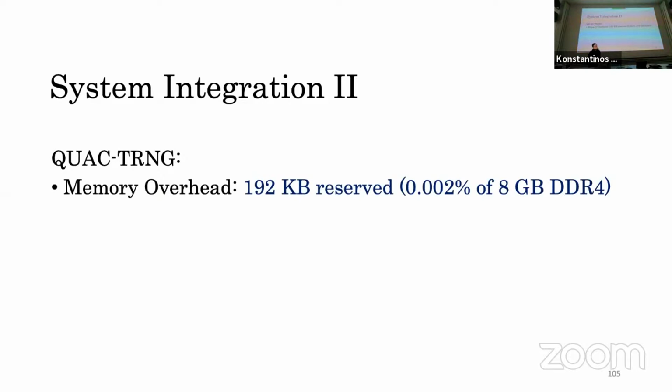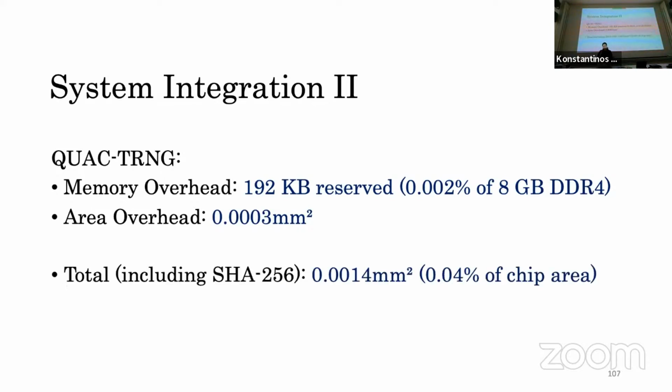QUAC-TRNG itself has a memory overhead of 192 kilobytes. This corresponds to roughly 0.002% of an 8 gigabyte DDR4 chip. It also has an area overhead of 0.0003 square millimeters. So in total, with the SHA cryptographic function, one would only need 0.0014 square millimeters, which corresponds to a 0.04% of chip area to implement QUAC-TRNG in hardware.